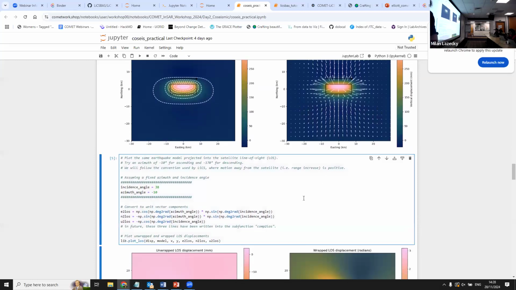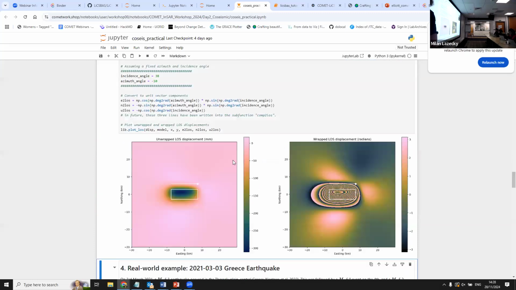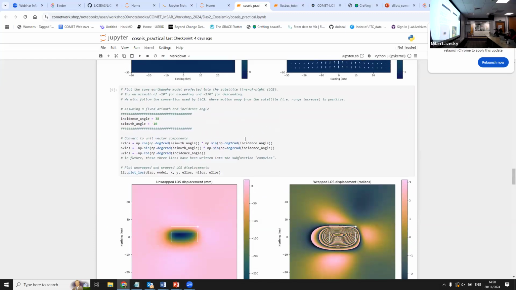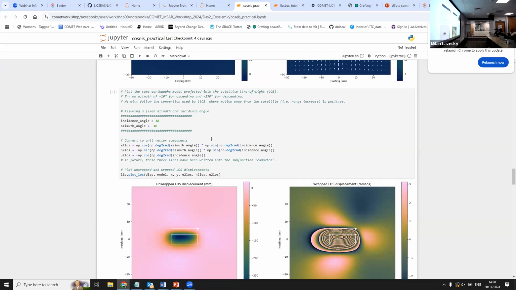And then what we do is we have our components of north, east, and up displacement, and we're going to project that into our line of sight. So we have an incidence angle of 38. So say I'm the satellite, our incidence angle is that. Our heading is, so the Earth is up and the satellite's doing a polar orbit, we have a heading going this way.